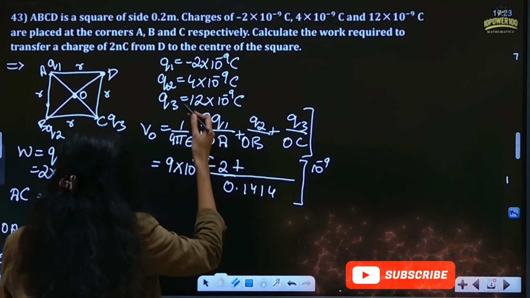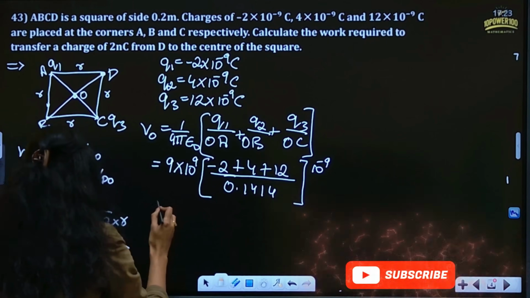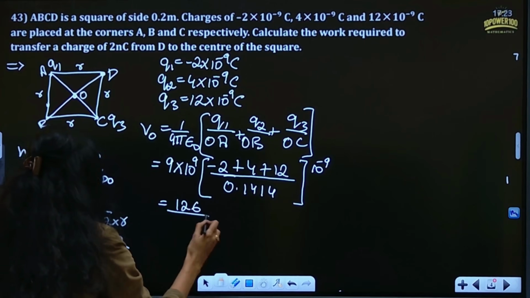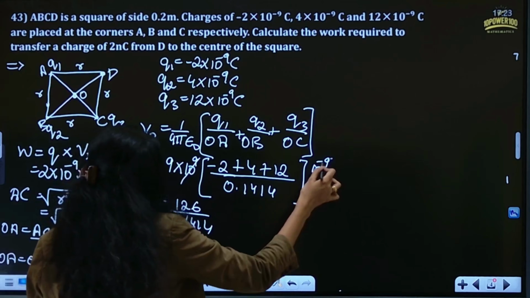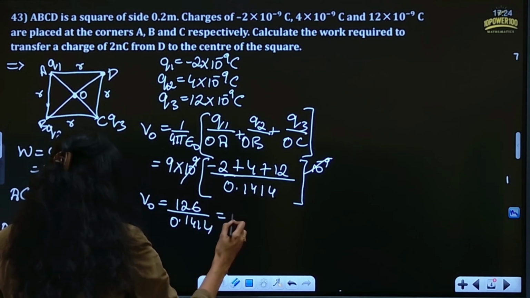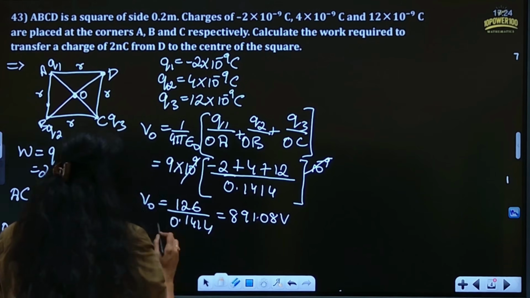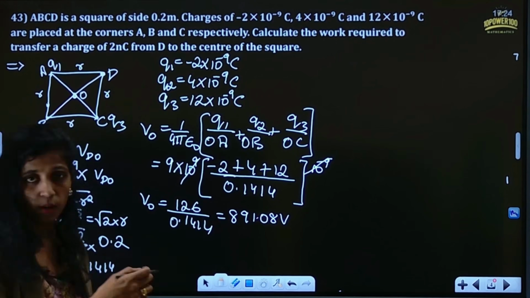So here the value of Q2 is 4, the value of Q3 is 12. After solving, you get something around 126 divided by 0.1414, as you can cancel 10 power plus 9 and 10 power minus 9. So the value of V naught is 891.08 volt. This is the value of V naught after division.